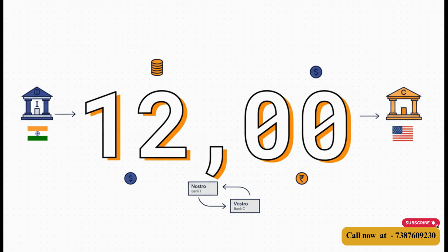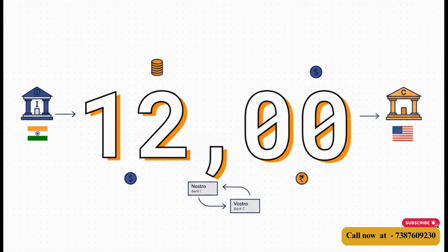Okay, to make this super clear, let's throw some numbers in. Let's say our Indian bank, we'll call it Bank I, starts the day with a nice round $12,000 sitting in its US Nostro account. That account is held at their partner, Bank C. So the importer clicks send.